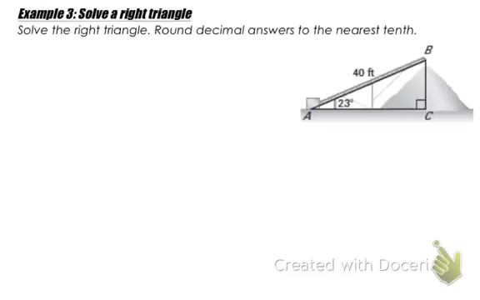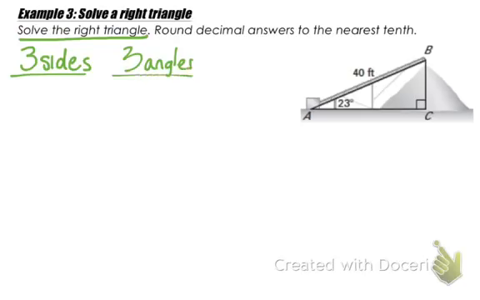Alright guys, this is part 2 of 2 in the 1.4c series, and we're trying to figure out how to solve a right triangle. Alright, so we are supposed to solve this right triangle, and when it means solve, it's asking us to find 3 sides and the 3 angles.